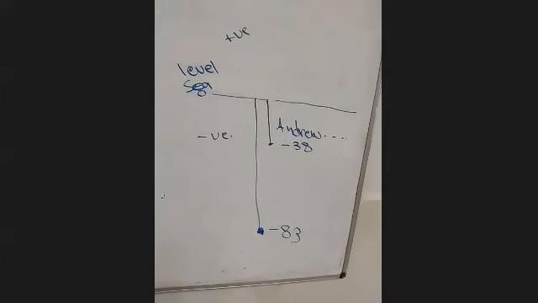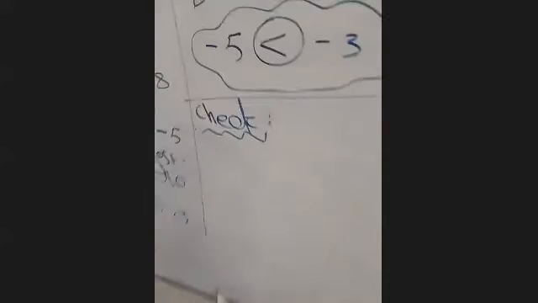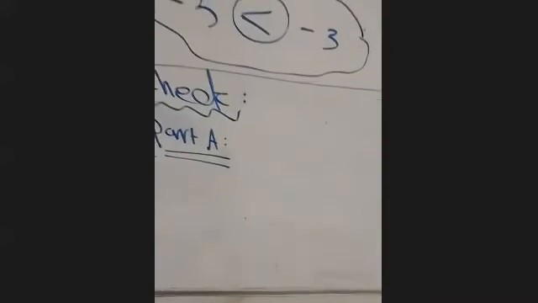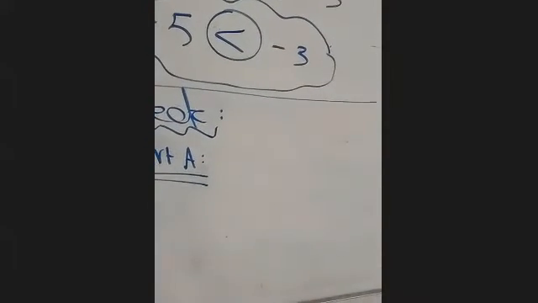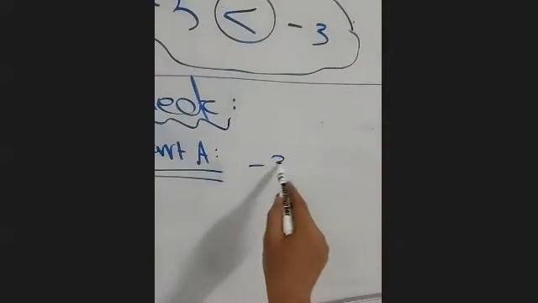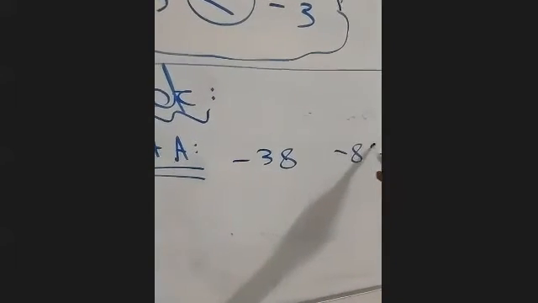Right? Stop. Read the question now. Part A. What does the question want in part A? Write an inequality to compare the elevations. Good. Now, what's the inequality? We need to write the numbers and compare between them. We have negative 38 and negative 83.